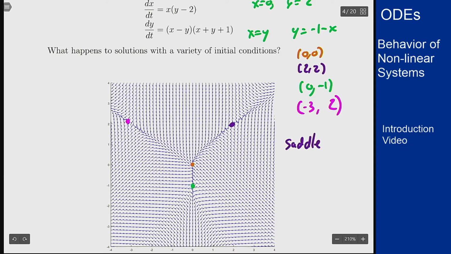I'm seeing lines that sort of come in and break away. I'm seeing a saddle sort of there. I'm seeing the same thing at -3, 2. Again, lines coming in and breaking away. Again, the same thing at 0, -1.